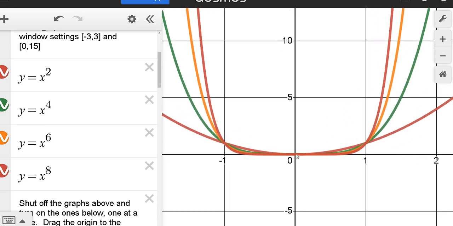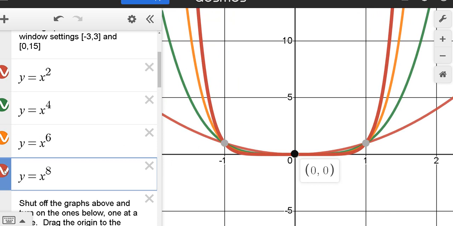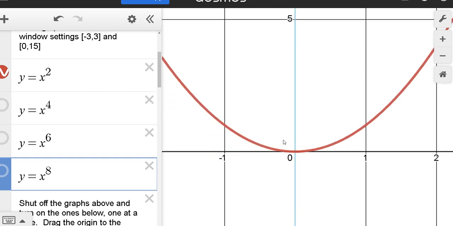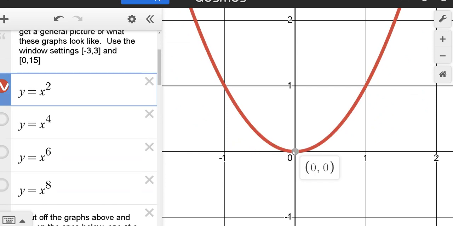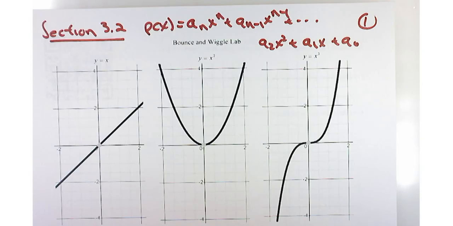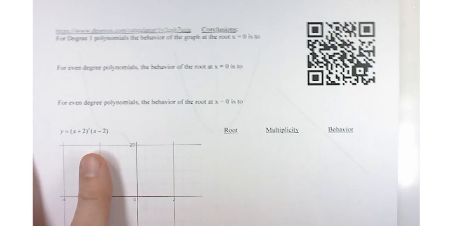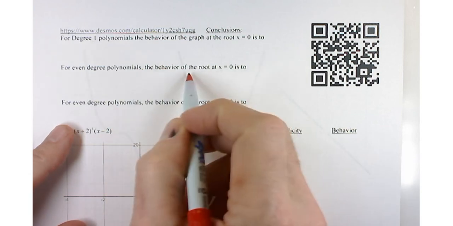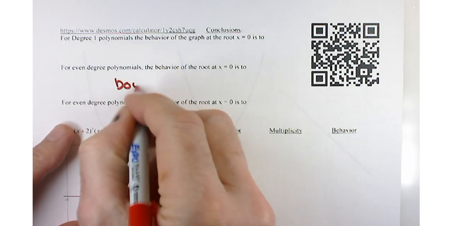I want you to focus on the behavior of the graph at x equals 0. And it's best seen with the smallest of these, y equals x squared. So with y equals x squared, you can see it pretty nicely. You've got a vertex here, and the graph's going to kind of bounce off the x-axis. So that's one of three different behaviors that we're going to see here, is that you can get a bounce. So let's add that to the back side of our handout. For even degree polynomials, the behavior of the root at x equals 0 is to bounce.